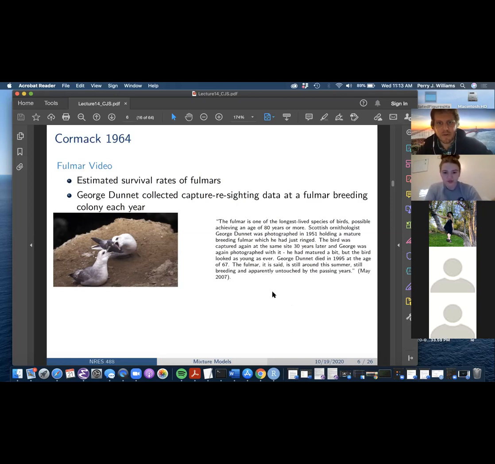Scottish ornithologist George Dunnett was photographed in 1951 holding a mature breeding fulmar, which he had just ringed. The bird was captured again at the same site 30 years later, and George was again photographed with it. He had matured a bit, but the bird looked as young as ever. George Dunnett died in 1995 at the age of 67. The fulmar, it is said, is still around this summer. This was from 2007. Still breeding and apparently untouched by the passing years.